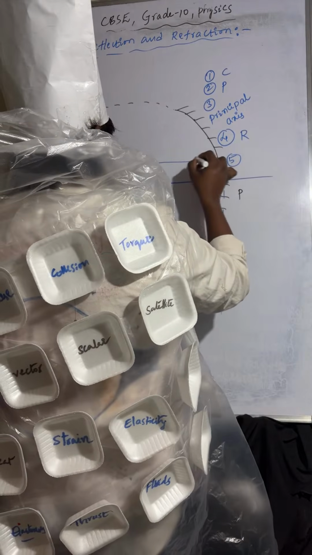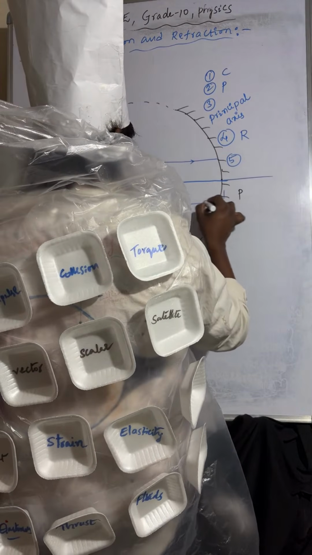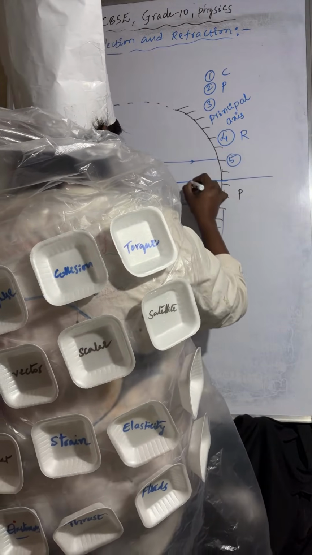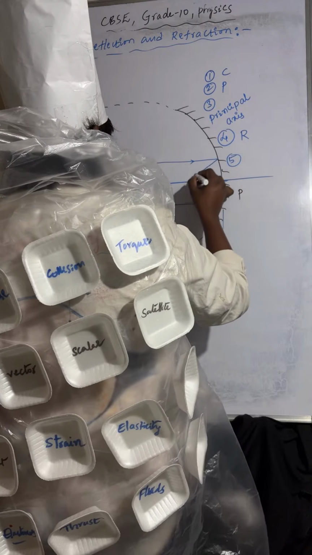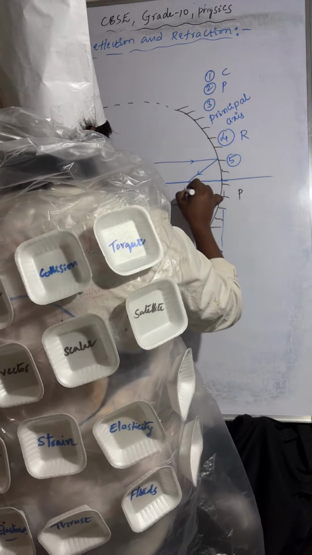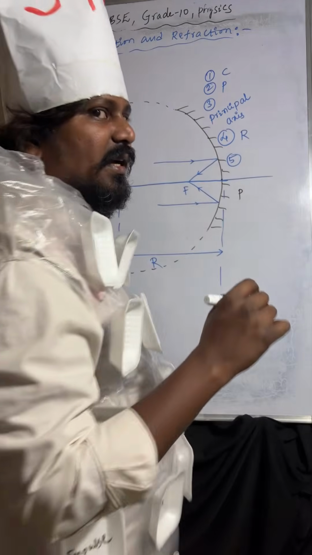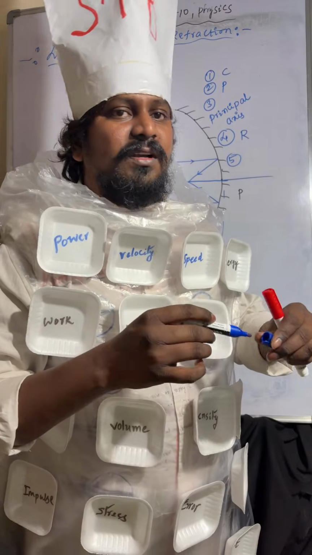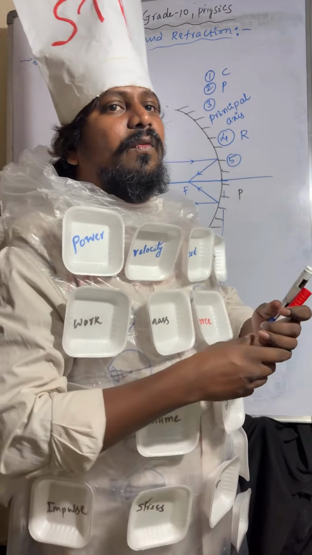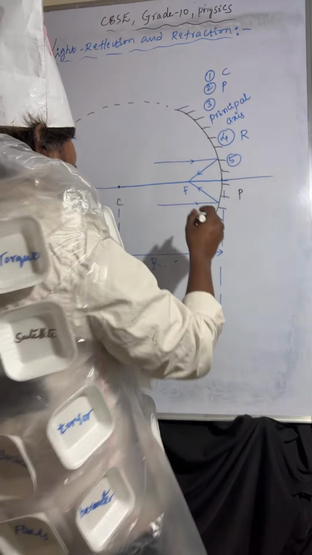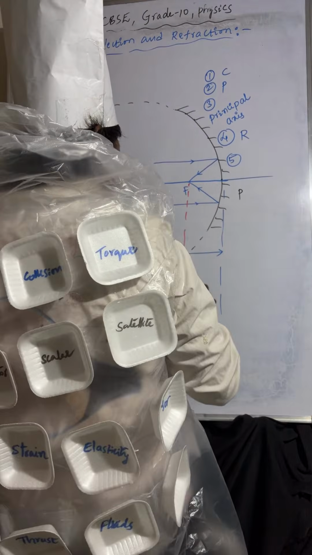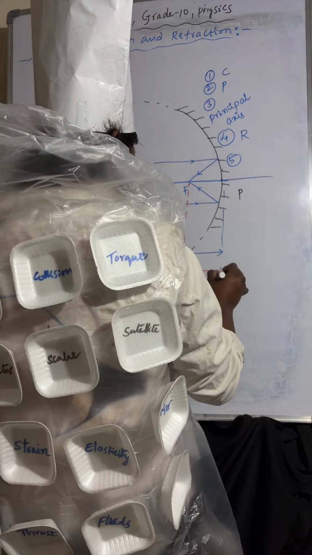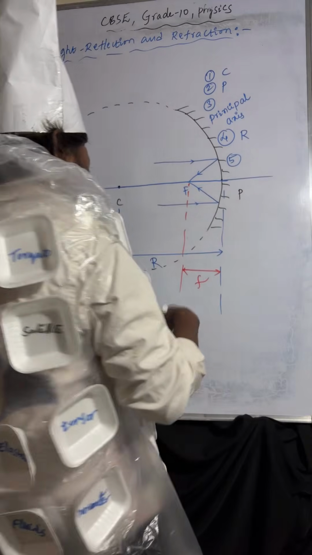I am taking one light ray here and one light ray here. After reflection, those light rays are meeting at one point. Here you can see, that is called focus, principal focus. The distance between focus and pole is called focal length. That is small f.